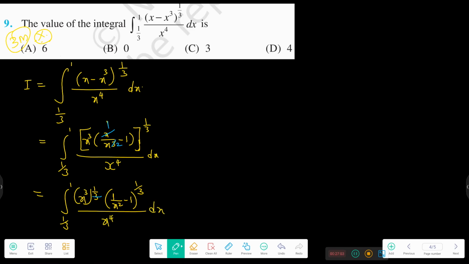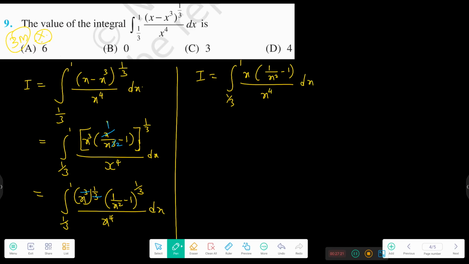Now you can cancel this, the power 3 and the 1 by 3 you can cancel. Then what I have remaining is I equal to the integral from 1 by 3 to 1 of x into (1 divided by x square minus 1) whole divided by x power 4 into dx, with power 1 by 3. You can cancel this x and here, so it will be x power 3. So what I am getting is the integral of (1 divided by x square minus 1) whole power 1 by 3 divided by x power 3 into dx.